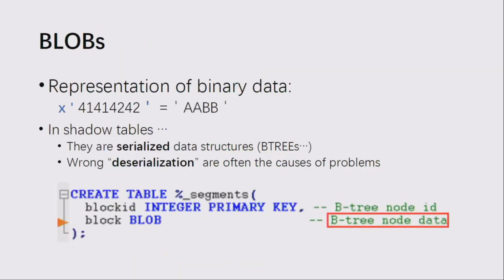In SQLite, raw binary data is typically represented in the form of X, single quotation mark, and hexadecimal numbers. However, the blobs here are binary data that represent an entire B-tree. Since it represents such a complex structure, is it possible to create a memory corruption vulnerability by destroying the data of the structure? Let's read the documentation of the serialized data structure first.